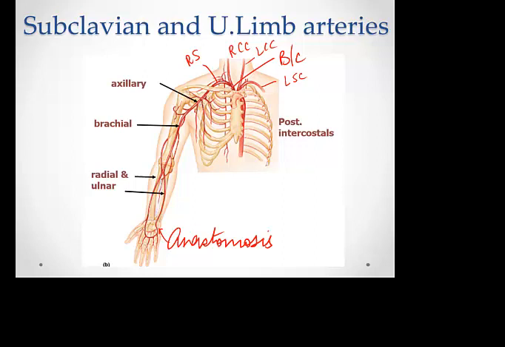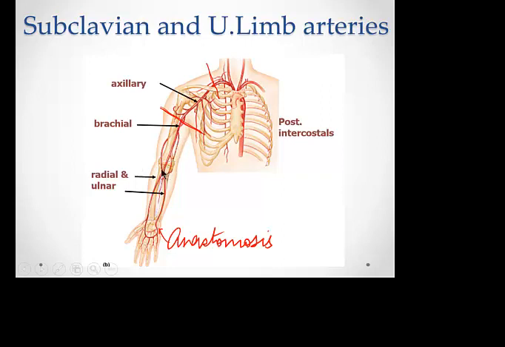You don't need to remember them now, but I'll just tell you out of interest. At the outer border of the first rib, above it is subclavian, below it is axillary. You remember there was a muscle called teres major in the upper limb. At the lower border of teres major, the axillary becomes the brachial artery. The arm is called brachium, so that's why this artery is called the brachial artery.